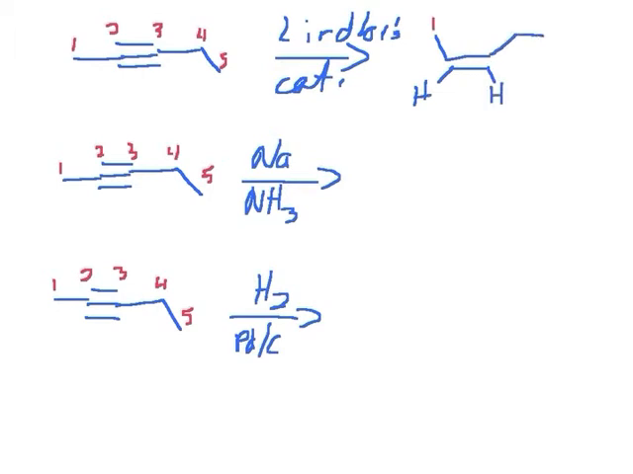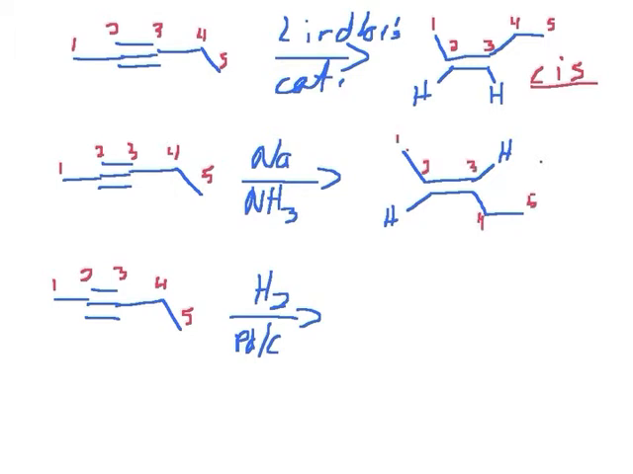Number our carbons: 1, 2, 3, 4, 5. All right, so it's a cis addition. Sodium metal and NH3, liquid ammonia, will give us what kind of alkene? A trans alkene. Number our carbons again: 1, 2, 3, 4, 5. So we get a trans addition; the H's are trans to each other.